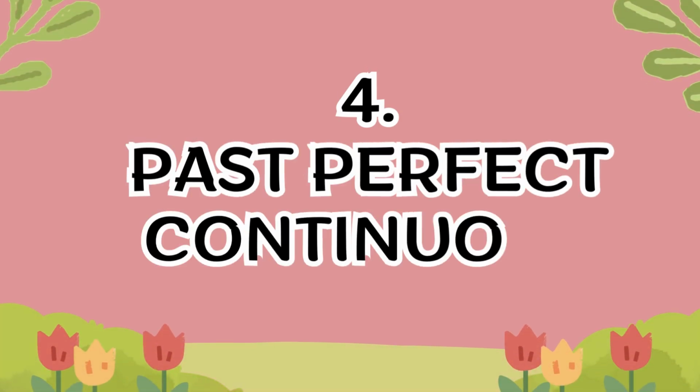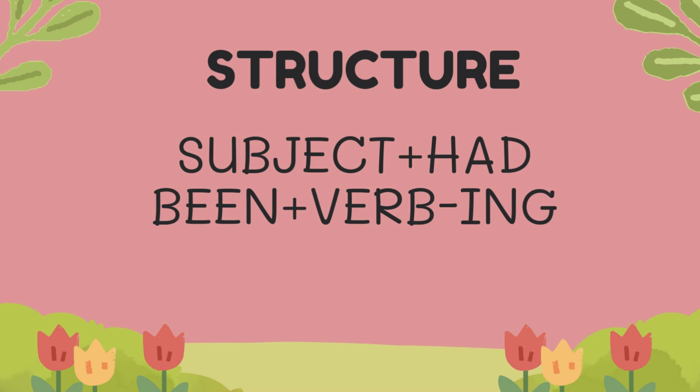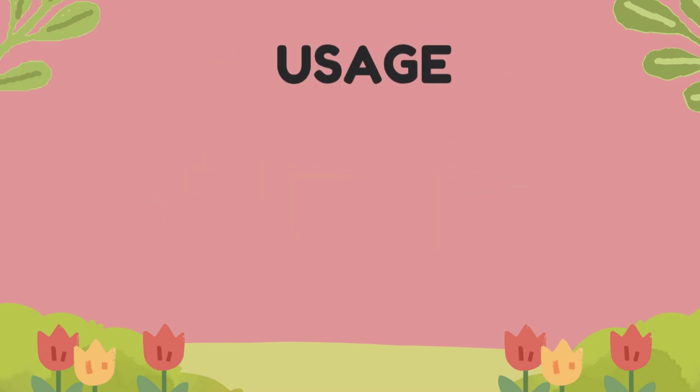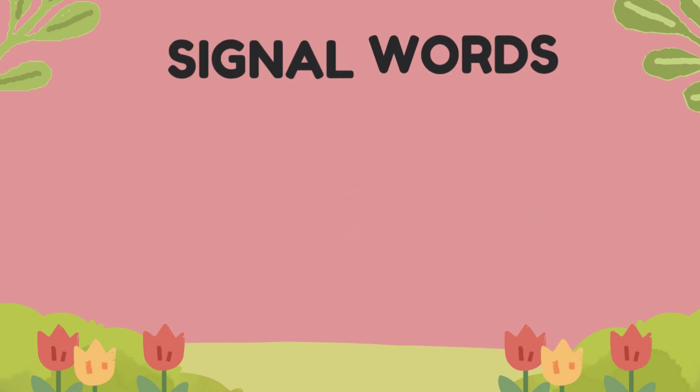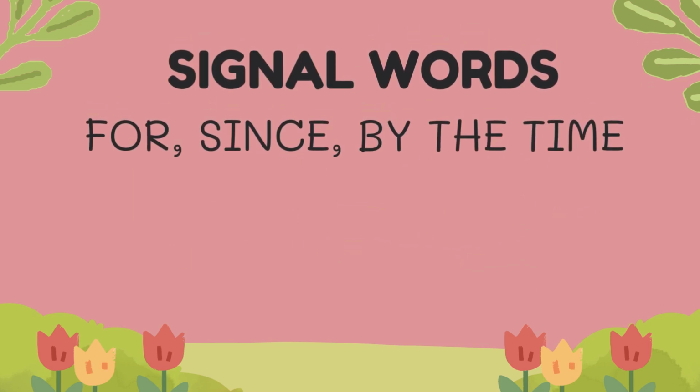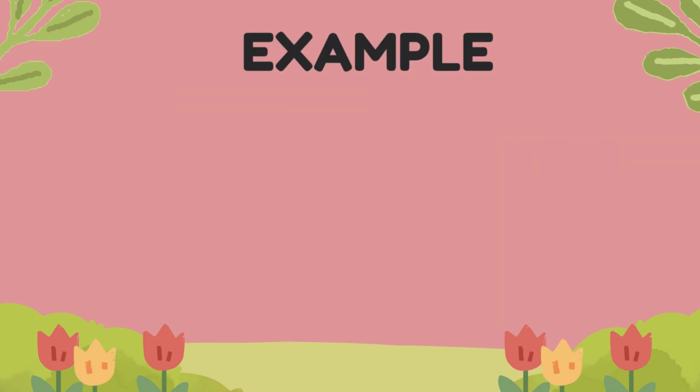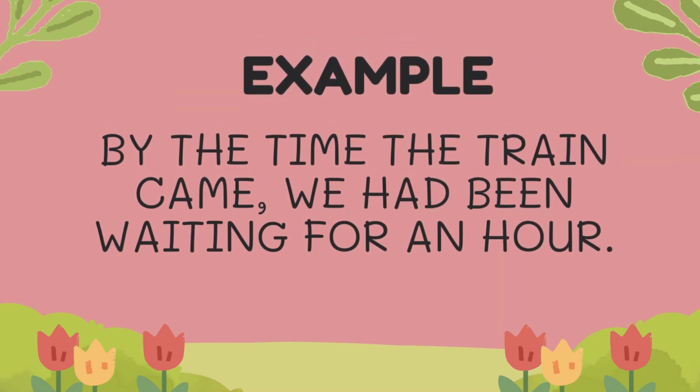Fourthly, the past perfect continuous tense. Structure: subject plus had been plus verb-ing. Usage: we use past perfect continuous to talk about how long something had been happening. Signal words: for, since, by the time. Example: by the time the train came, we had been waiting for an hour.